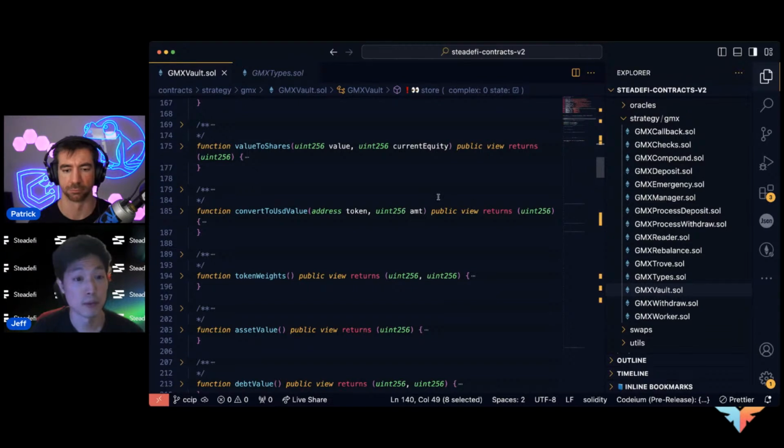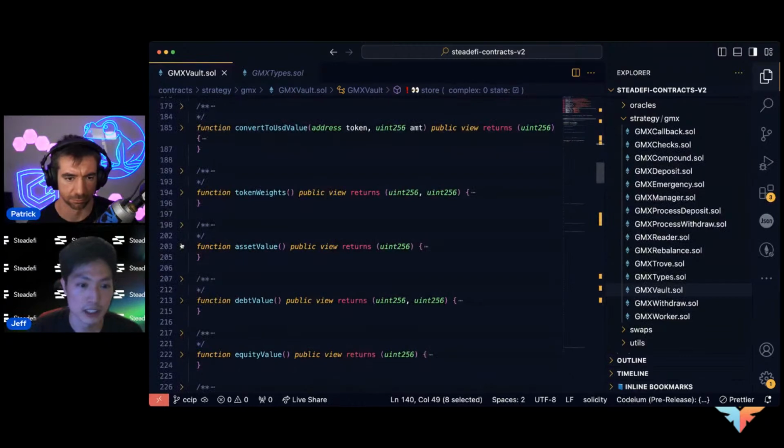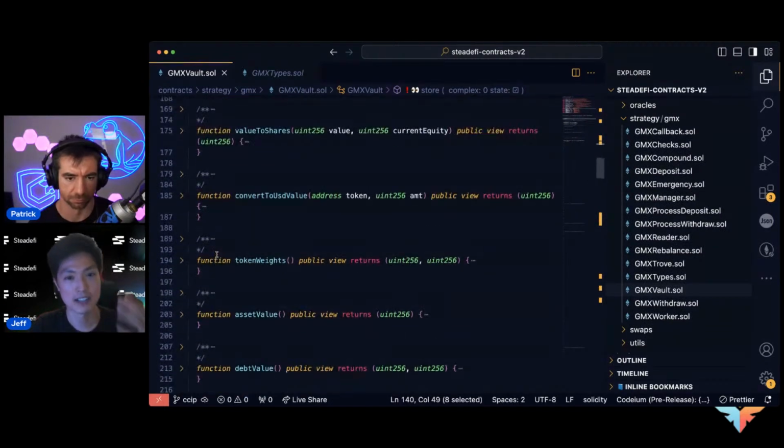So whether, for example, depositing, right? That's a very common action. But also when we want to read any data, we would have to have that same function in this vault as well. So almost everything has to be in this vault. But the functions in this vault are really just passing the main logic to the library contract.